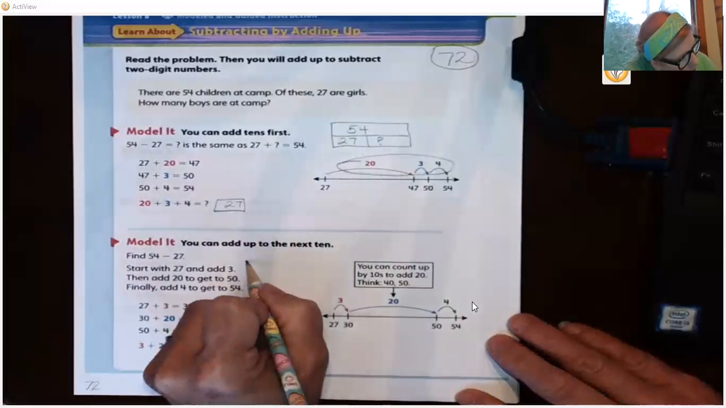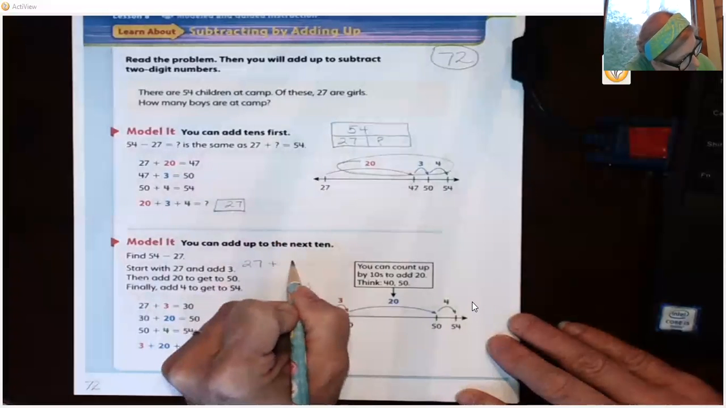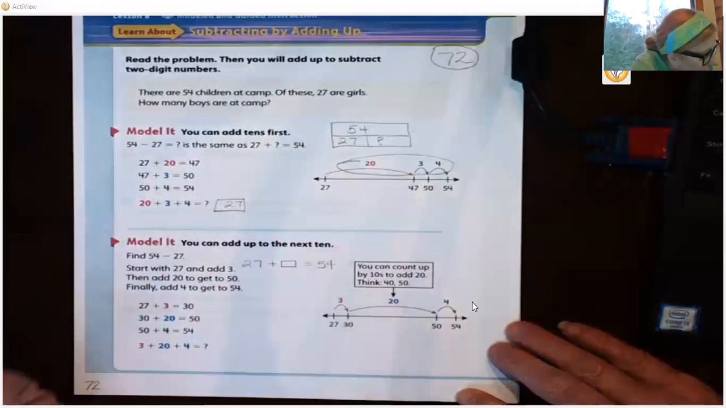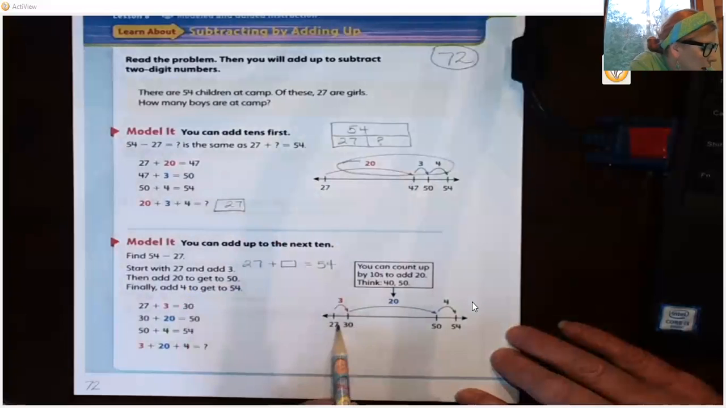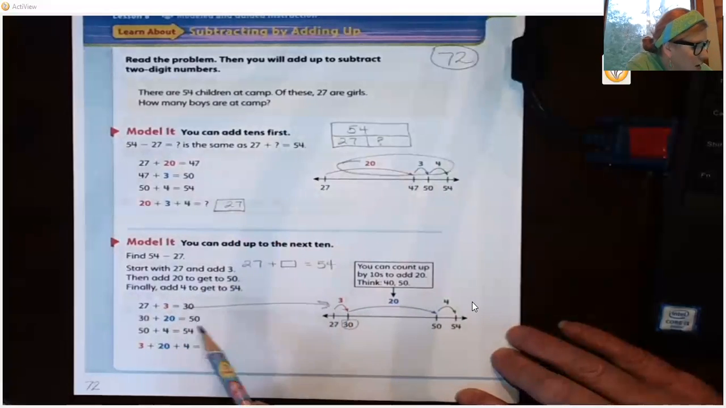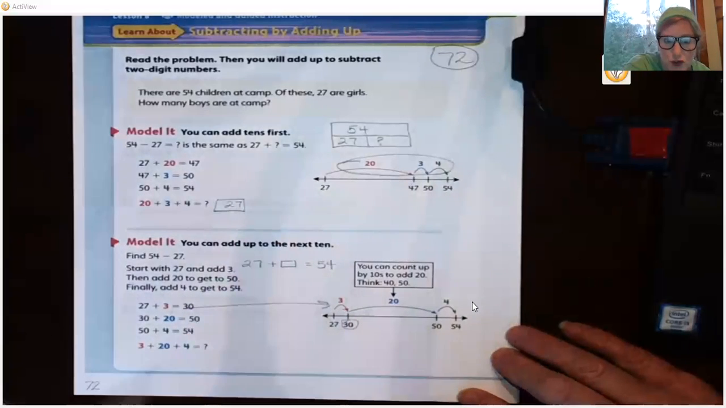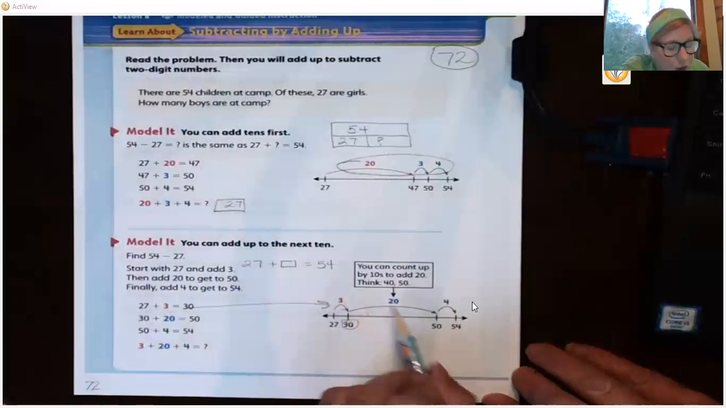So here you were starting with 27. You were up there plus some number equals 54. So here you are going to go to the next number that ends in a 0, the next 10, which is 30. So you're going to add 3 right here. That's where that is. Then you're going to add the tens. So you're going to count up by tens because you're used to counting up 10, 20, 30, 40. So you can go up to 40, 50.